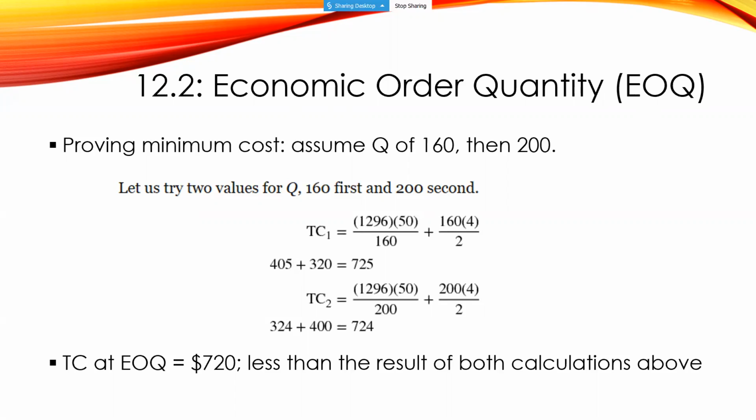Doesn't look like much. But these could be in hundreds of thousands of dollars, if not millions. So it could be a pretty significant financial savings to use economic order quantity in terms of coming up with how many times a year you place your orders.